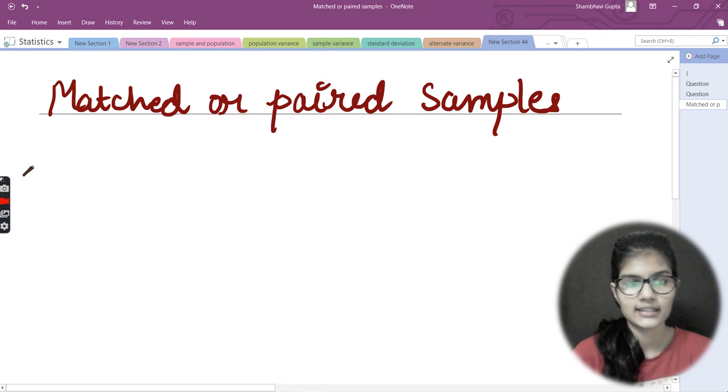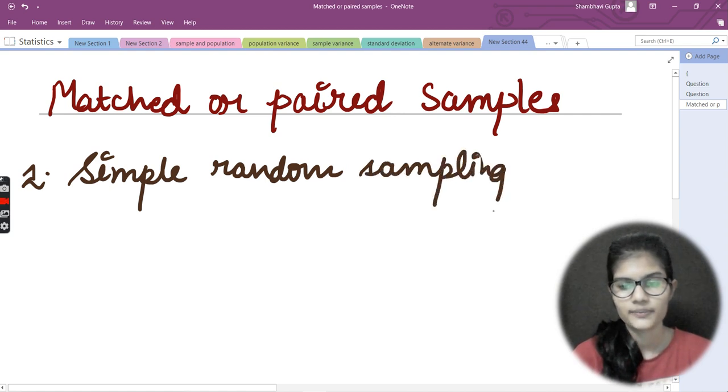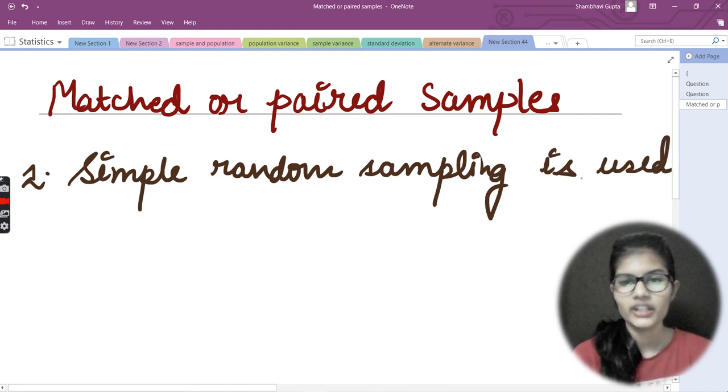So let's get started, and my numbering will start here. The first one is simple random sampling is used. So the very first thing is that simple random sampling is used. Whenever we solve a question regarding matched or paired samples, in that case simple random sampling is used. This is the very first thing that we have here.